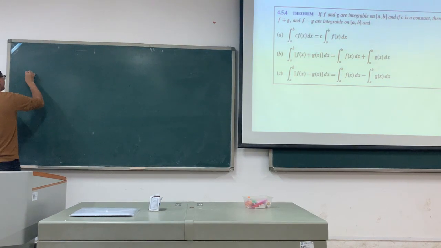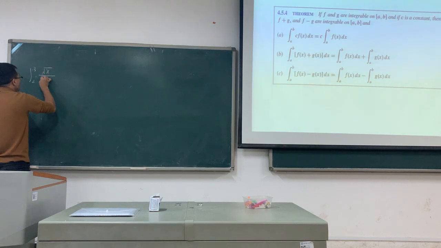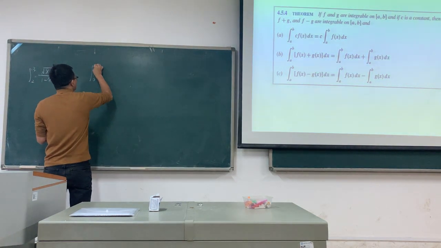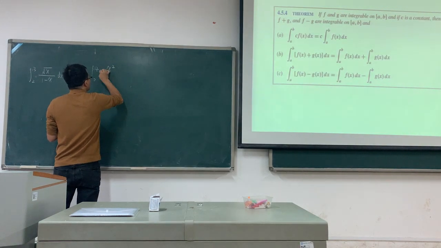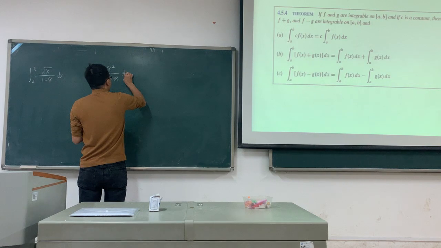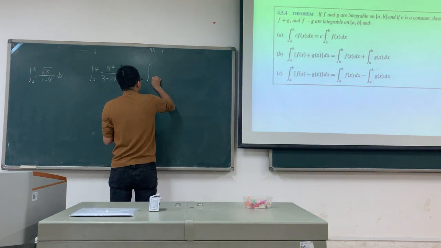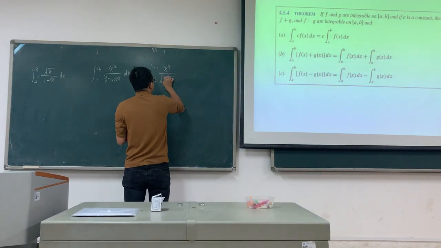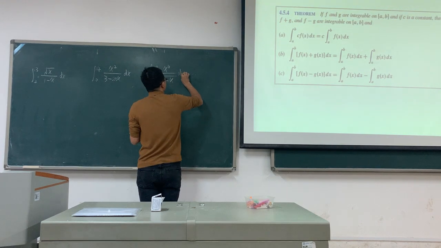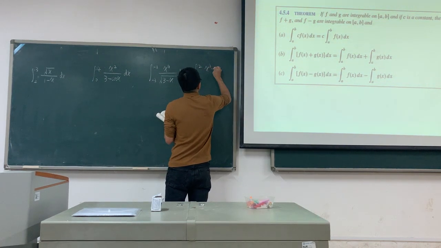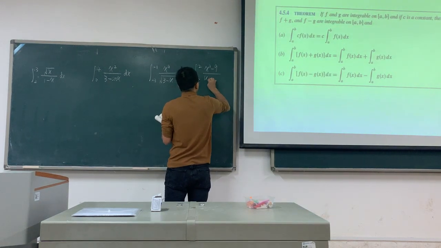So here, the first is the integral from 2 to 3 of the square root of x minus 1 by 1 minus x, dx. The first one, okay? The second one is 0 to 4 of x squared minus 3 minus cosine x, divided by 3 minus cosine x, dx. The second one, okay? And the third one is minus 3 to minus 1 of x to the fourth power, divided by the square root of 3 minus x, dx. Then x cubed minus 9, divided by the absolute value of x plus 1, dx.